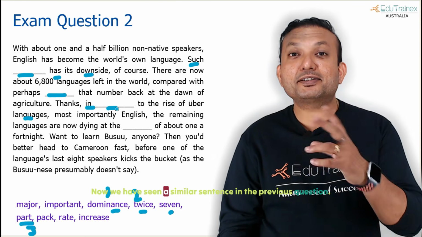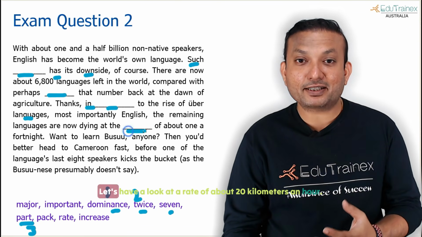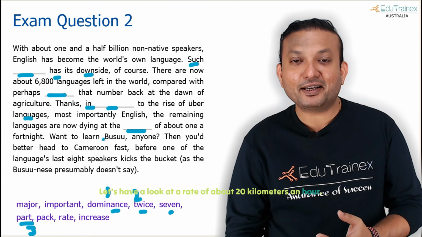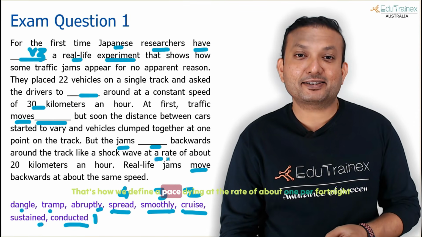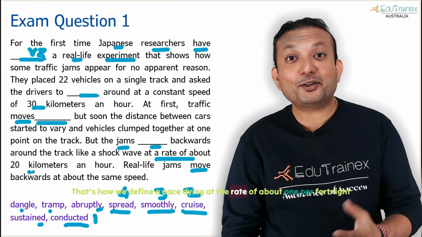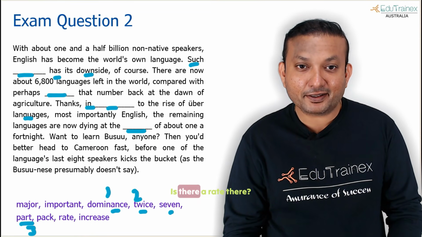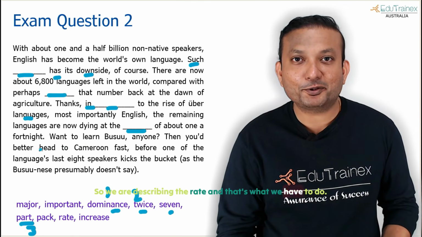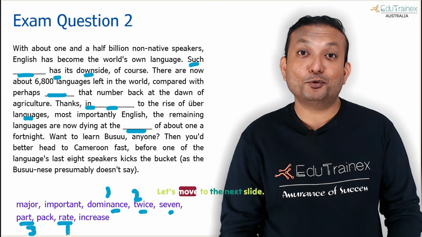Now we have seen a similar sentence in the previous question. Let's have a look: at a rate of about 20 kilometers an hour. See, that's how we define a pace. Dying at the rate of about one per fortnight, or one a fortnight. Is there a rate there? Yes. So we are describing the rate, and that's what we have to do. Use the word. Okay, now we got all 4 answers. Let's move to the next slide.